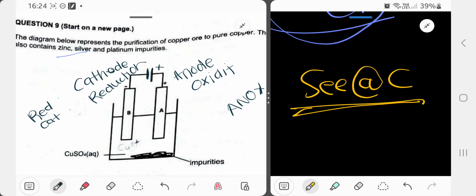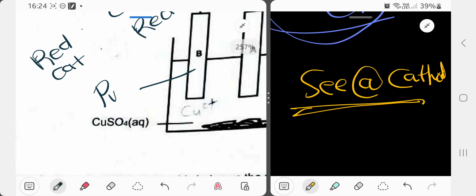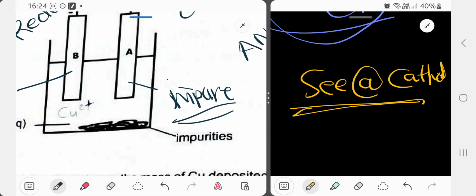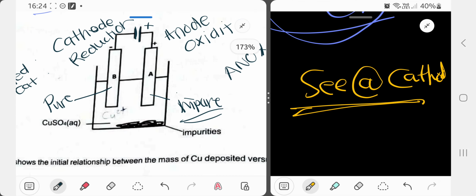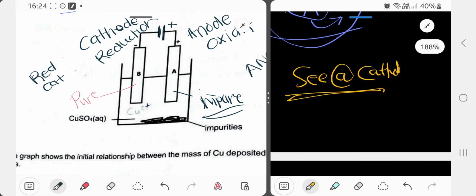We are going to see what we want to see at the cathode. What this means is that definitely here, this is the pure copper, and this is the impure. So we always see what we want to see at the cathode. Even if we are electroplating a metal or a ring, we're always going to put that at the cathode because we want to see at the C. That's just the way you can remember it. There are of course ways in which we can go deeper into explaining, but it's okay. Let's move on.